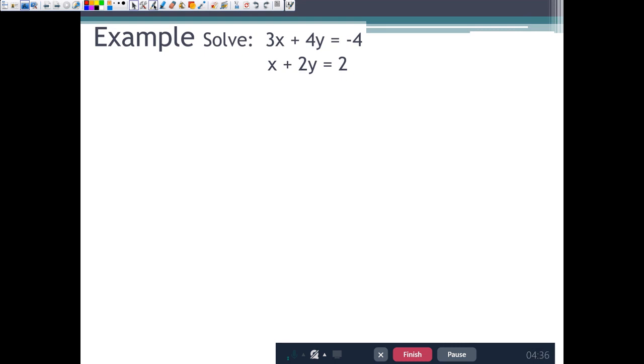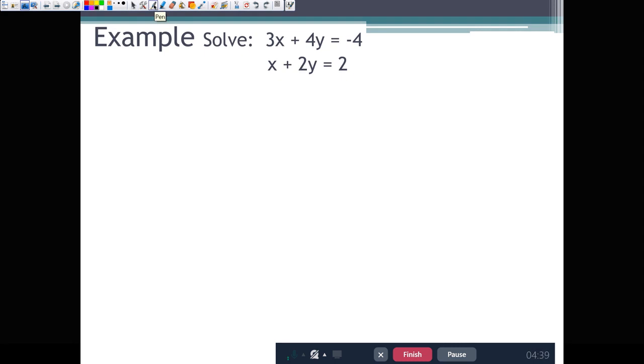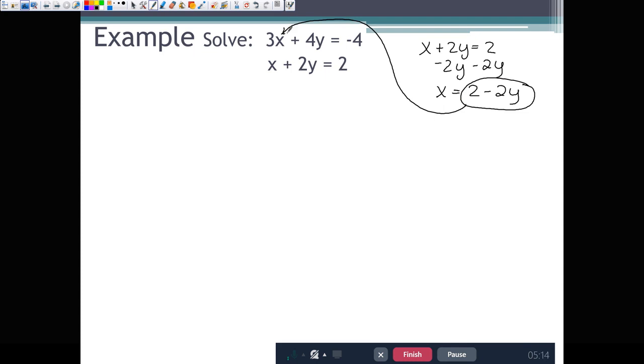Okay, so neither of these equations are solved for a single variable, but you see how my second equation has an x by itself? If there's a single variable, that's going to be the one that's easier to solve for. So I have x plus 2y equals 2. I'm going to solve for x. I'm going to subtract 2y from both sides and have x equals 2 minus 2y. And that was my bottom equation. So I need to substitute 2 minus 2y in for x on my top equation.